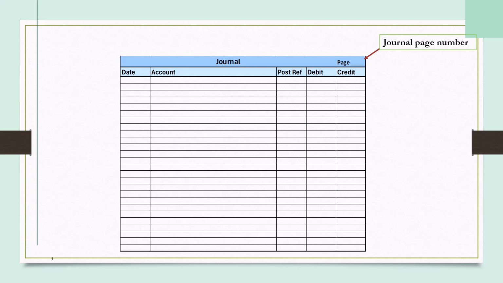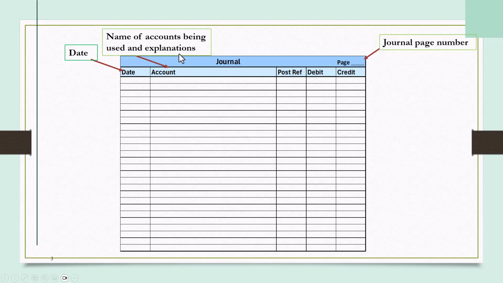First, there's a journal page number at the top. You would have a date, the names of the accounts, and these are accounts from the chart of accounts. Those would be used here in the middle. You would put the exact name from the chart of accounts. And then you may or may not have explanations in each entry.